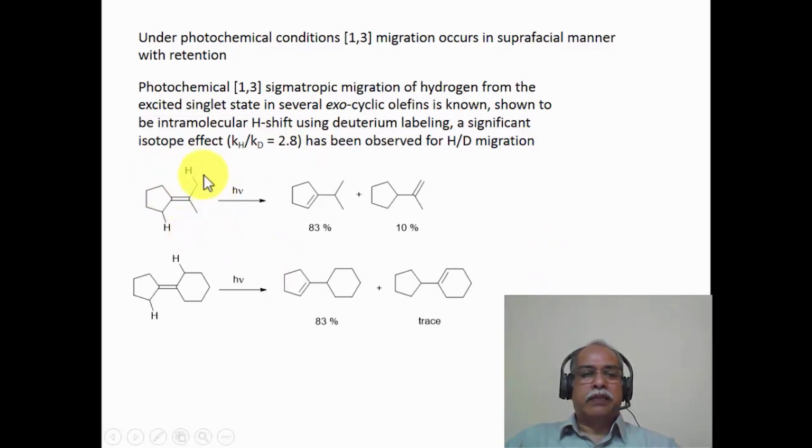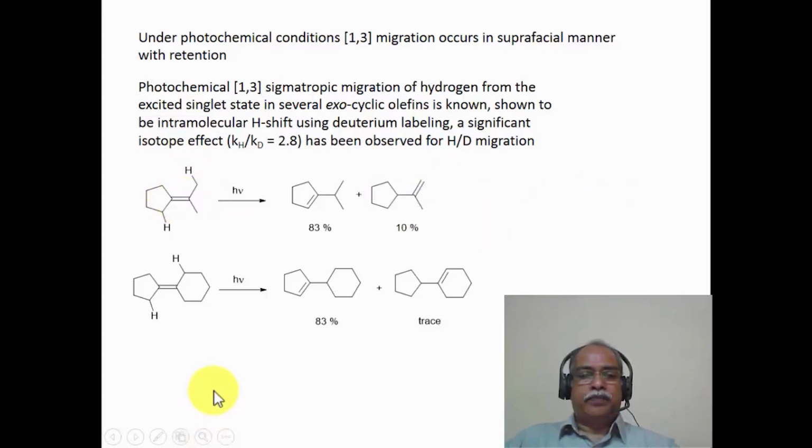So what is happening in this reaction? This hydrogen, which is the allylic hydrogen, migrates to this position with the concomitant migration of the double bond, or this hydrogen here migrates to this position with a concomitant double bond migration to the ring side, for example. The migration of this particular hydrogen to give the methylene cyclopentene derivative occurs in a more predominant manner compared to the hexamethylene hydrogen migrating to this position to give this particular product.